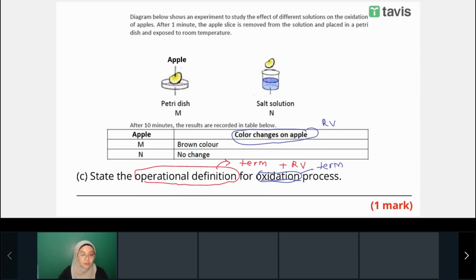Now, your term: oxidation is what? It is the RV: color changes on apple. Then you get 1 mark already. You are going to get 1 mark for this operational definition question.